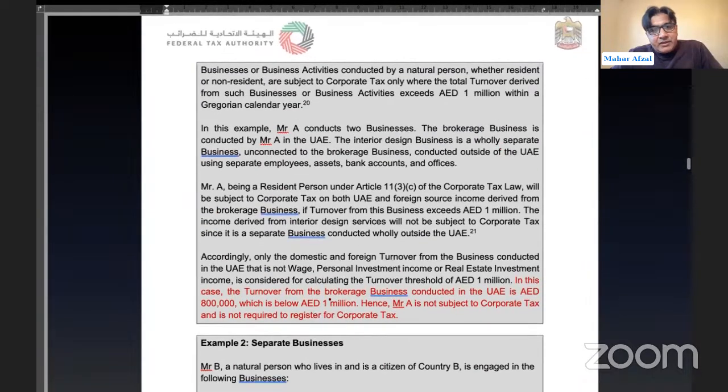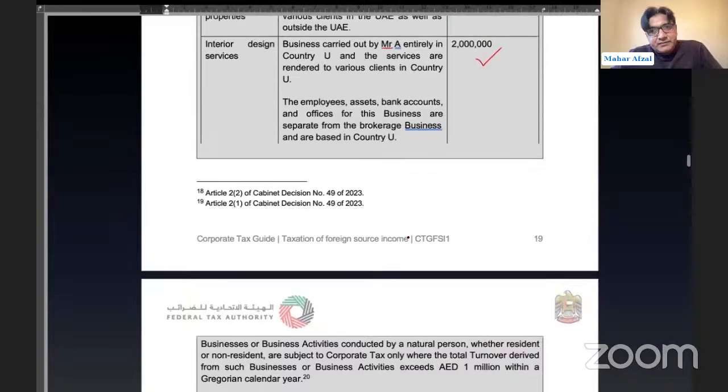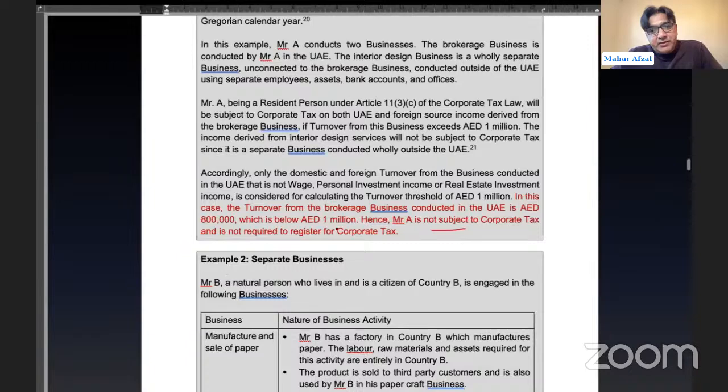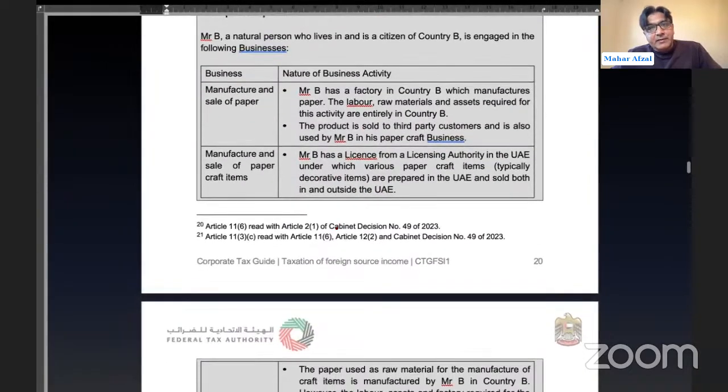In this case, the turnover of brokerage services contracted in the UAE is 800,000, which is below 1 million, hence he is not subject to tax. A is carrying out the business. This is a business in the UAE. This is a business out of the UAE. If a natural person is conducting business out of the UAE, it will not be subject to tax in the UAE. Only business revenue related to the business in the UAE is subject to tax. This natural person's income is less than 1 million, so it will not be subject to tax. It has been written in the conclusion.